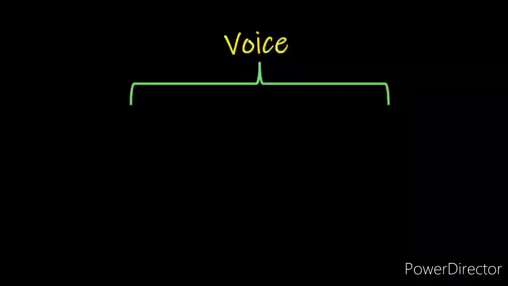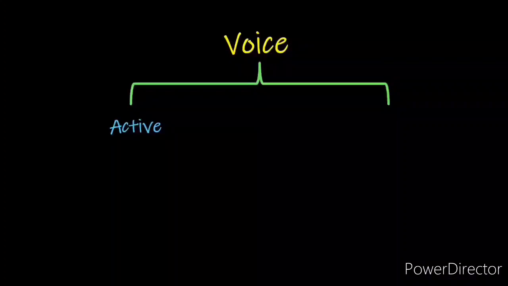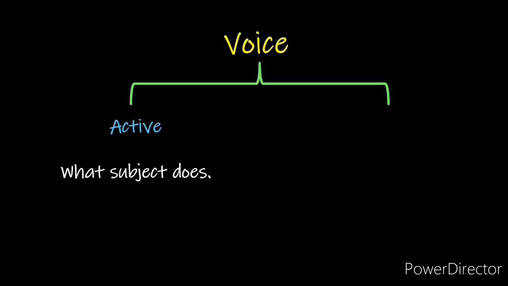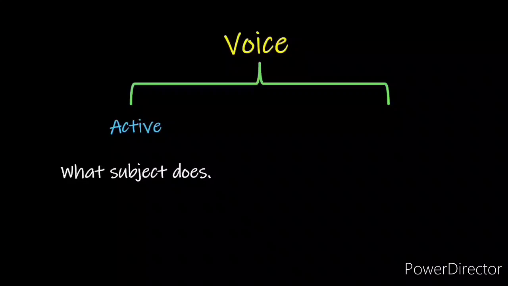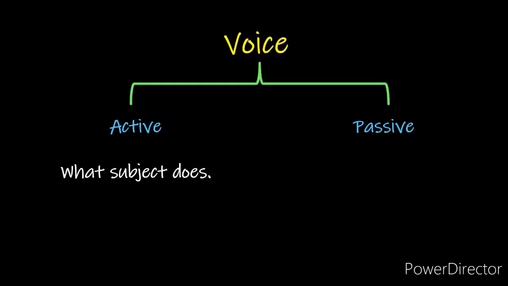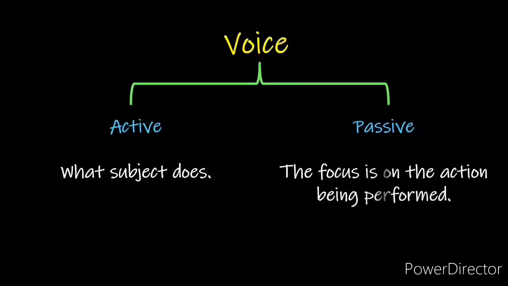Let us figure out what these active and passive voices mean. You see, active voice means that a sentence has a subject that acts upon its verb. Here, the subject actively performs the action. Whereas, passive voice means that a subject is a recipient of a verb's action. Here, the focus is on the action that is being performed.